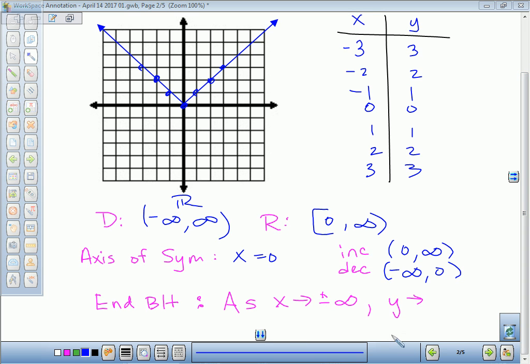We can also describe the end behavior of this function, and with every absolute value, both ends are going to do the same thing. As x approaches positive or negative infinity, in this graph, y approaches positive infinity. There are other things we can talk about with this function. We can talk about the y-intercept, 0, 0. We can talk about the x-intercept, 0, 0. They're the same. Every absolute value will have a y-intercept. It may or may not have an x-intercept.